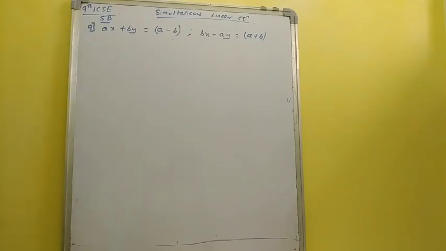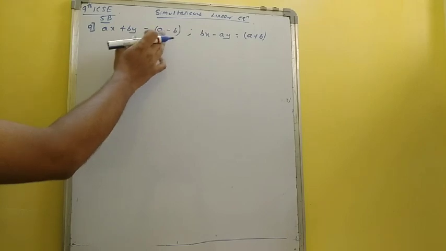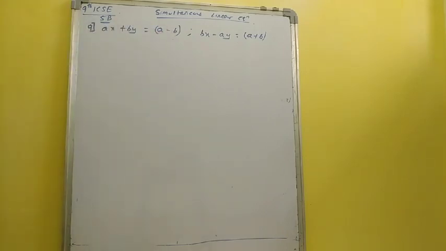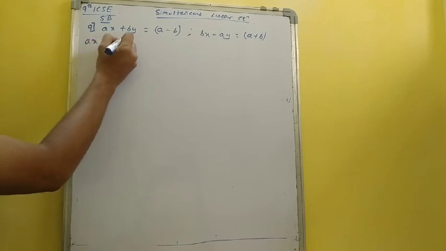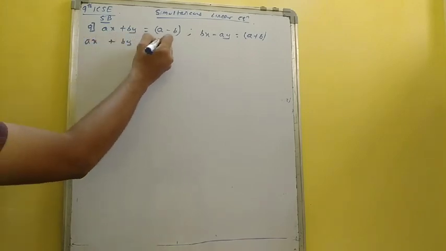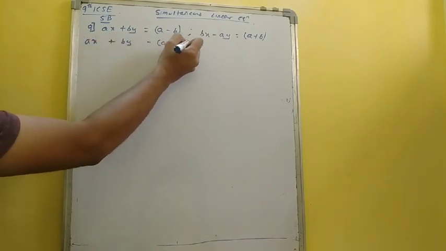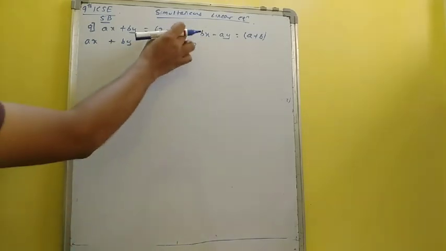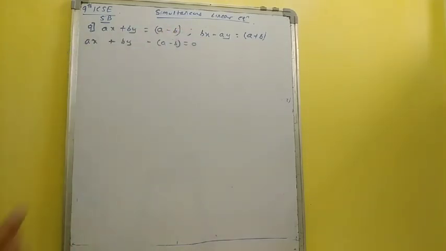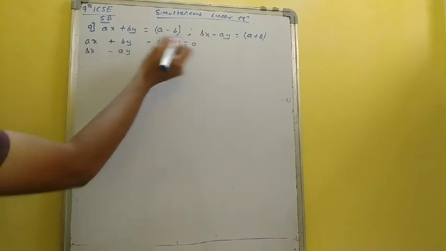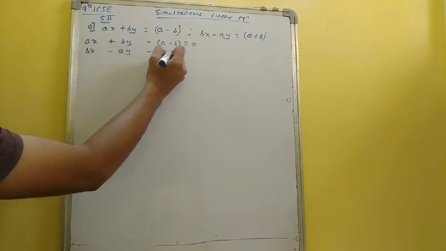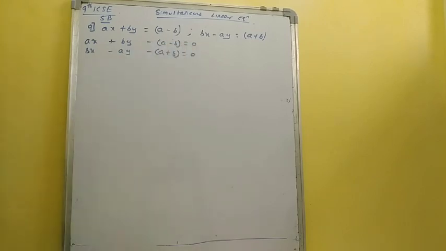Cross multiplication of simultaneous linear equations, chapter number 5. Okay, so first of all I will take all the constants on this side. So I will have ax plus by minus a minus b is equal to 0. This bracket I took on the left hand side. Here we have bx minus ay minus a plus b is equal to 0.